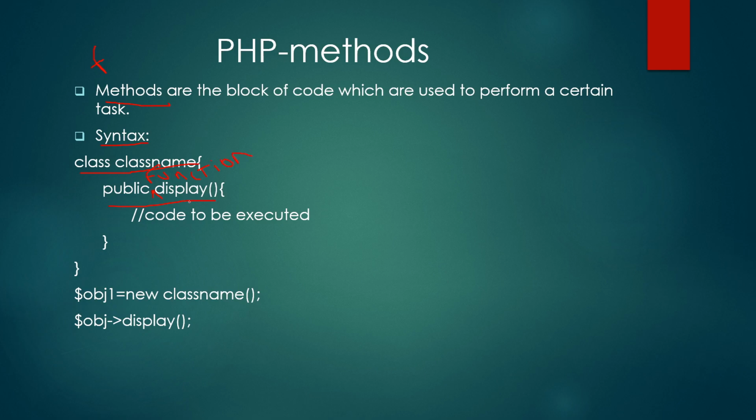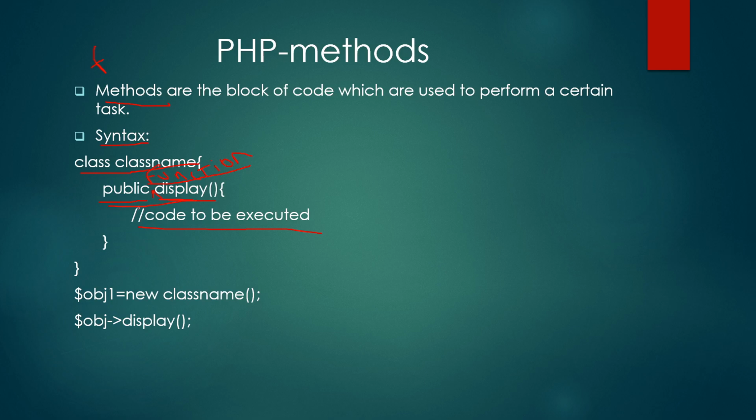So public, then the keyword function, and then the name of the method. Here the name is display. Then we have round braces, and then curly braces inside which we write the code that is to be executed. So the syntax is completely the same as functions, just with one additional keyword called public. And we already know what public is. It is an access specifier which indicates that this method is accessible anywhere in the program: inside this class, outside this class, inside some other class as well. So basically anywhere in the program.